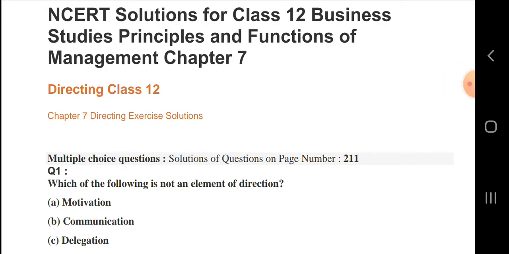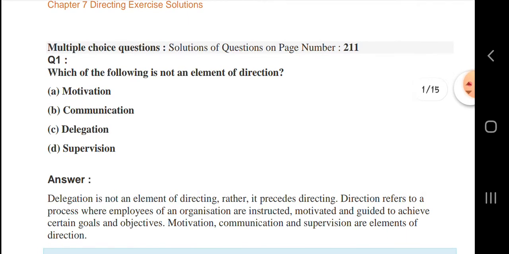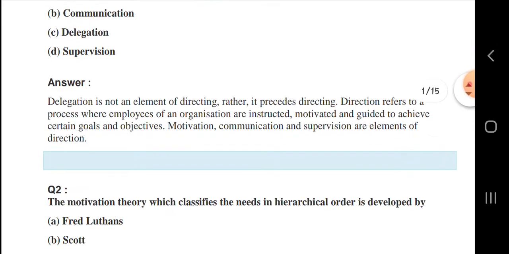So today I'm going to explain the 12th standard Business Studies chapter, Directing. Which of the following is not an element of direction? Motivation, communication, delegation and supervision. Delegation is not an element of directing, rather it precedes directing.